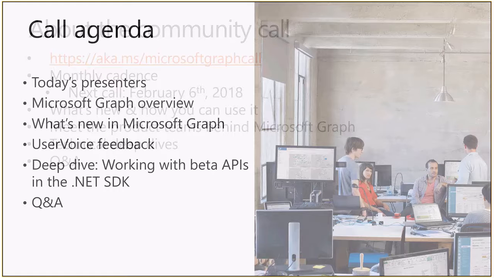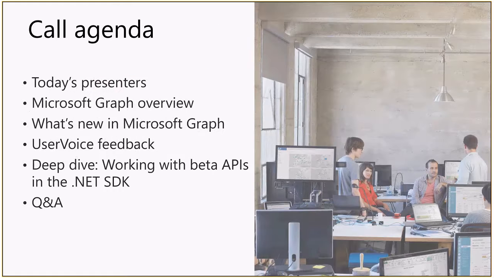The agenda today will be introducing the presenters, doing a quick recap of what the Microsoft Graph is, walking through what's new and what's available in the Microsoft Graph, and then going through some of the user voice feedback. And then this month's technical deep dive will be on working with beta APIs in the .NET SDK. Got a lot of interest about that. Michael's going to be walking us through that. And then at the end, we'll have time for Q&A.